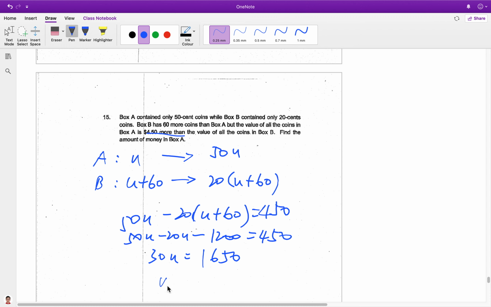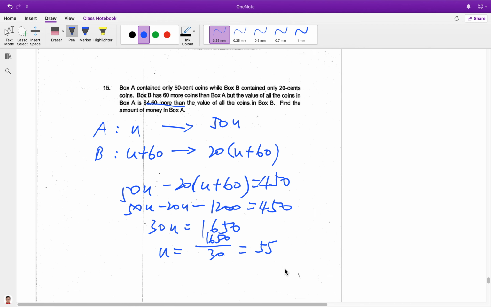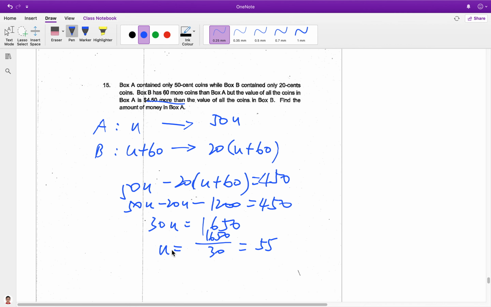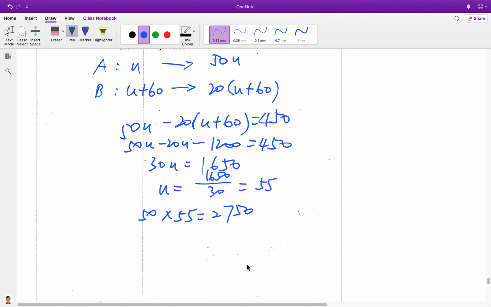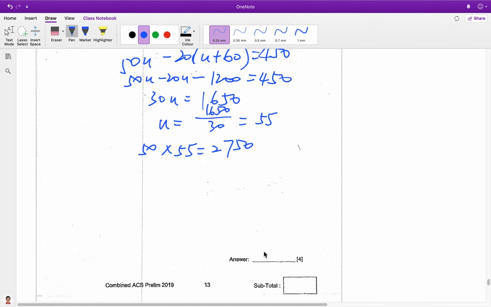And so U here equals 1,650 divided by 30, which equals 55, right? Then you want to find the amount of money in box A. Box A is 50 cents times 55, right? So you have 2,750, which is $27.50.